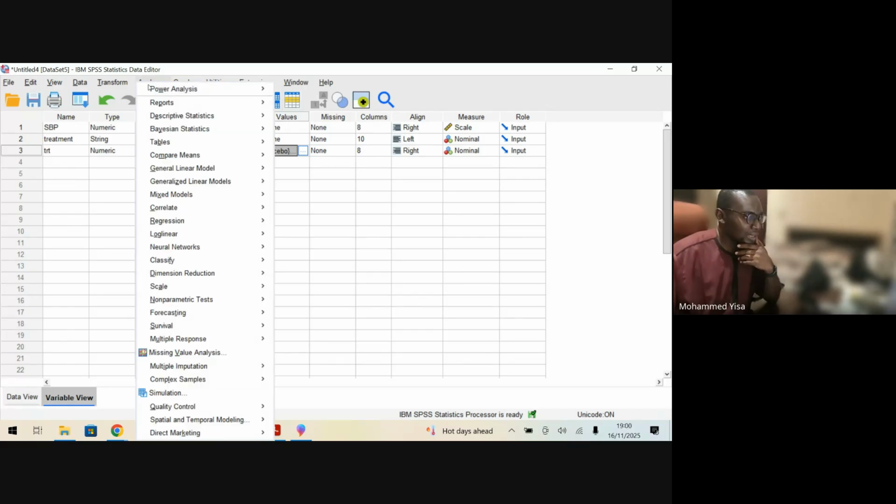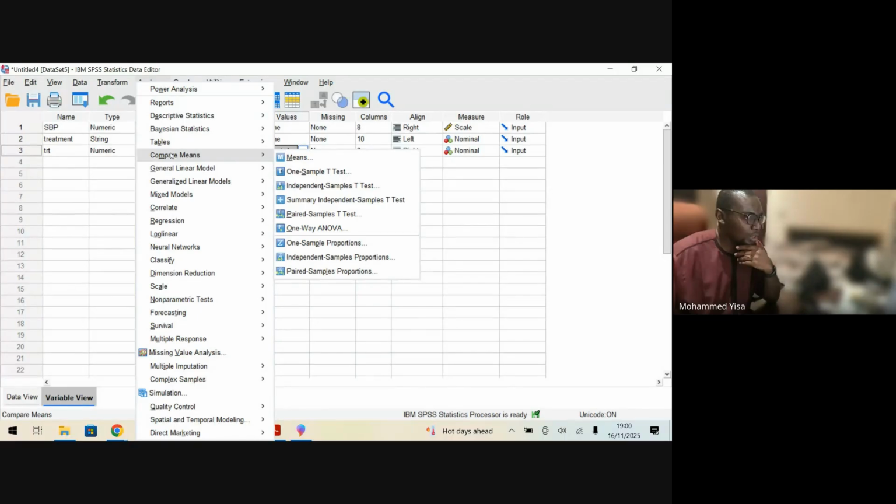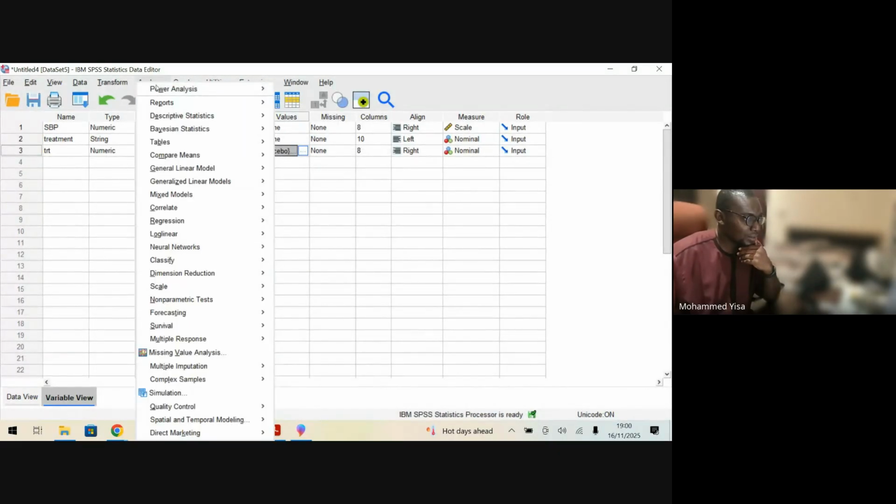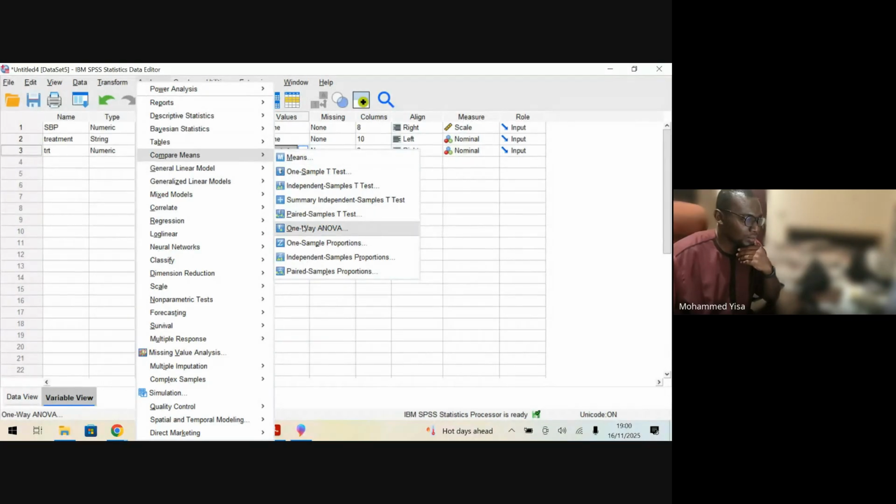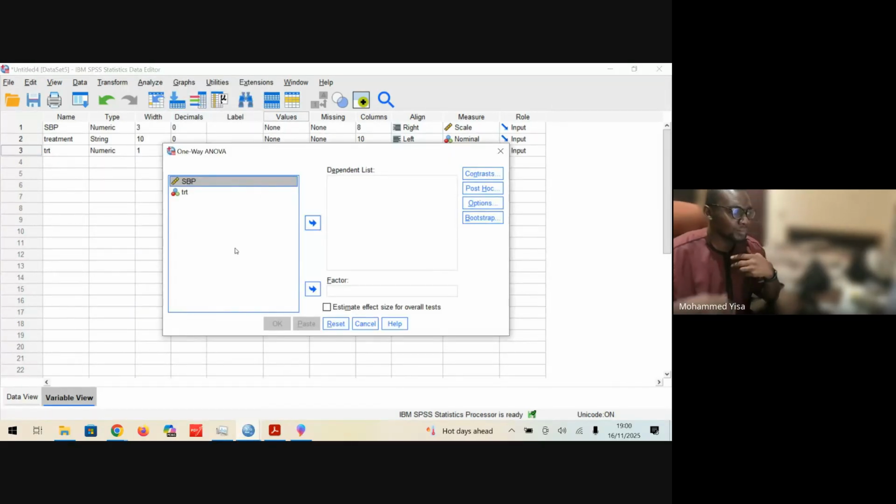So we come to Analyze, we come to Compare Means, we come to One-Way ANOVA. Analyze, Compare Means, One-Way ANOVA. So we click. Now, what is our dependent variable? It says dependent. So basically, the dependent is that continuous variable that you are trying to compare across the different groups for the purpose of ANOVA.